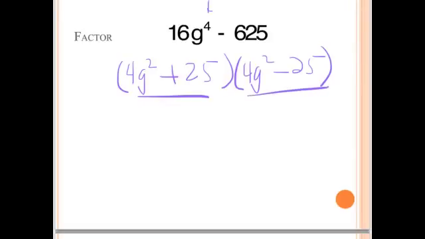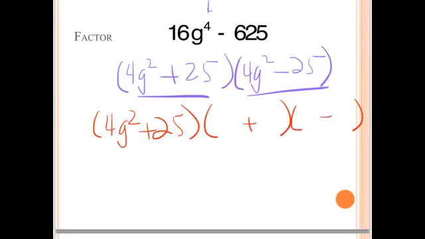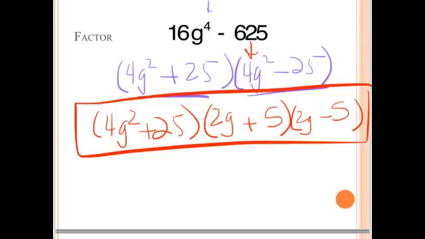But oh, look at this one. That is, again, the difference of 2 squares. So I get 4g squared plus 25. And then a plus minus again. Right? The square root of this one is 2g. The square root of the last one is 5. And now I cannot factor any further.